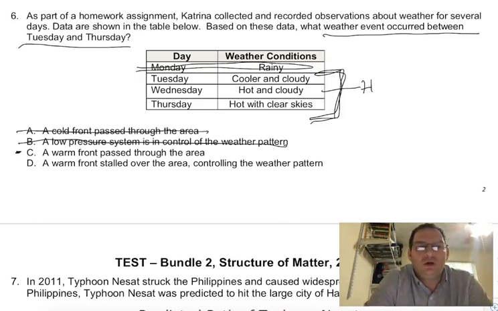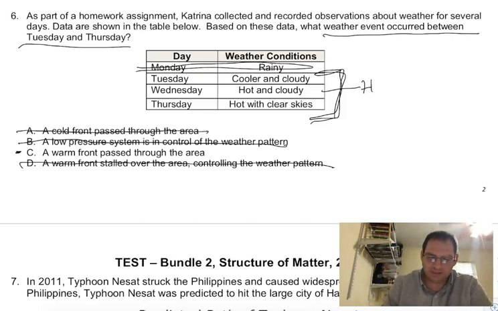D, a warm front stalled over the area, controlling the weather pattern. No. Looks like our best choice would be C. The reason we wouldn't say it would be stalled is because it says hot and cloudy on Wednesday, and Thursday it's hot with clear skies. It did change. If it's stalled and controlling it, then it'll be the same on both. In this case, it just passed through. So it's C.